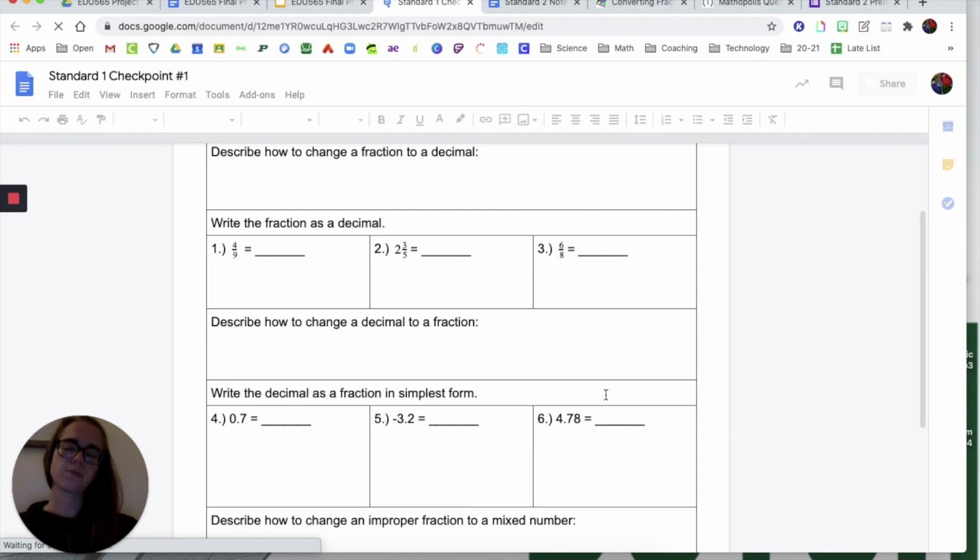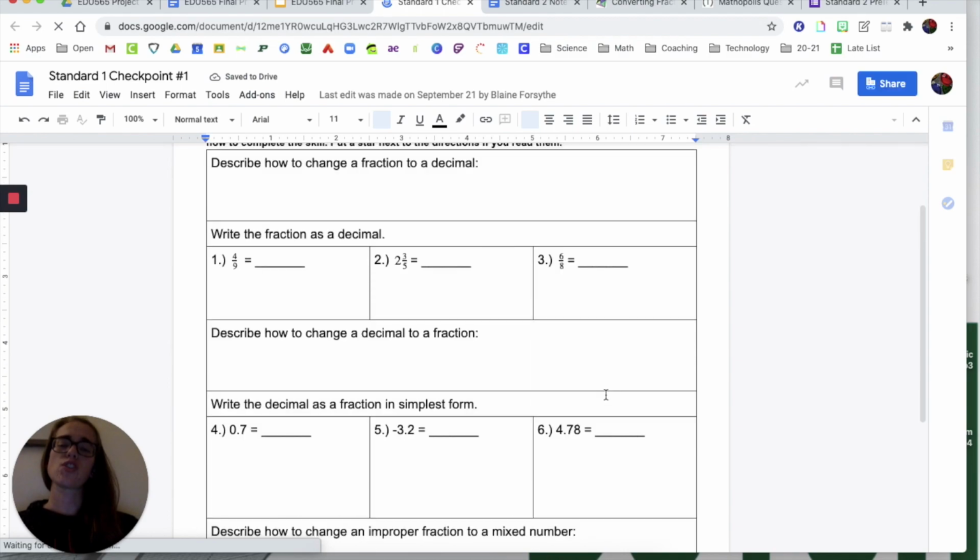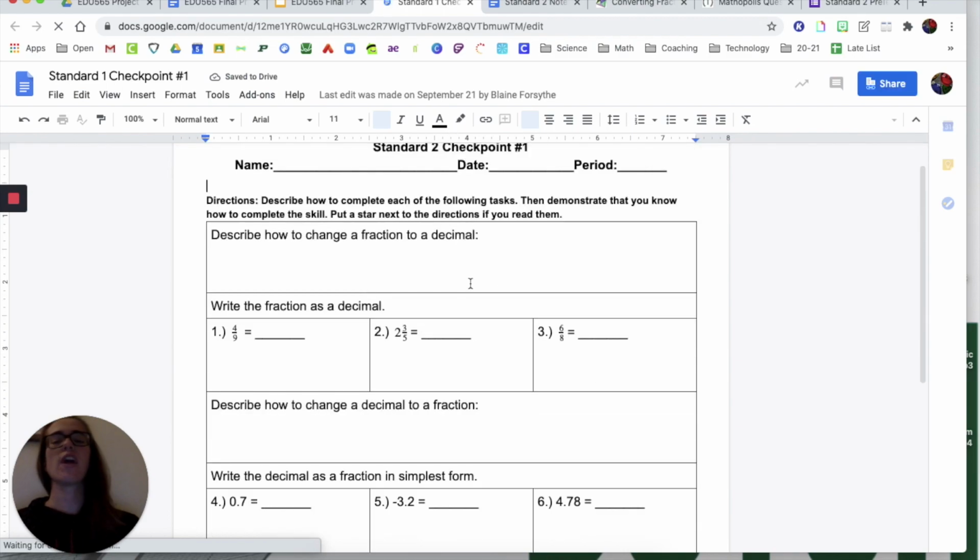To differentiate this, for students who need an extra challenge, I might require them to provide 2 strategies here and then complete the skill. And for students who need some more guidance, I would actually have the notes already filled in here with just, this is one way to do it, and they could use that strategy to go ahead and complete the skills down below.